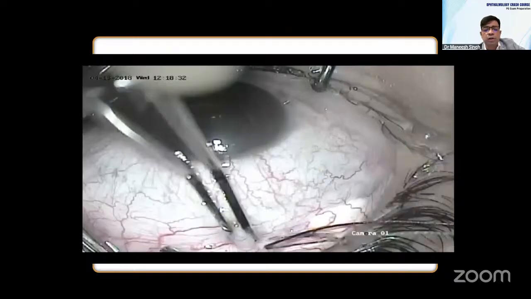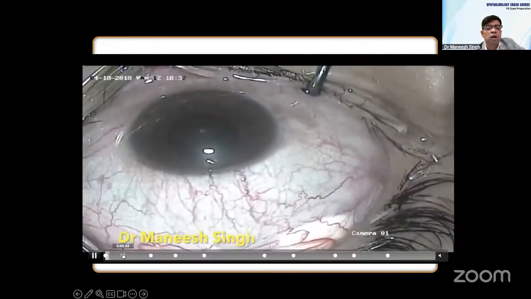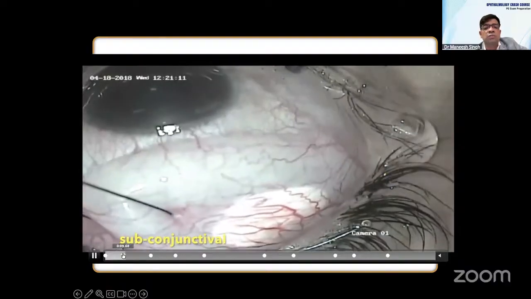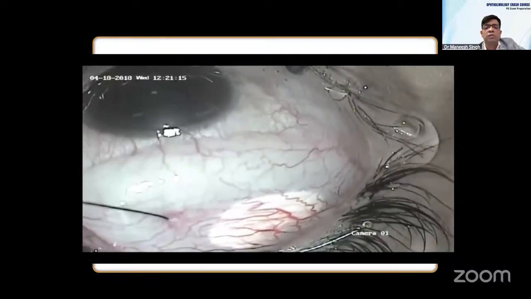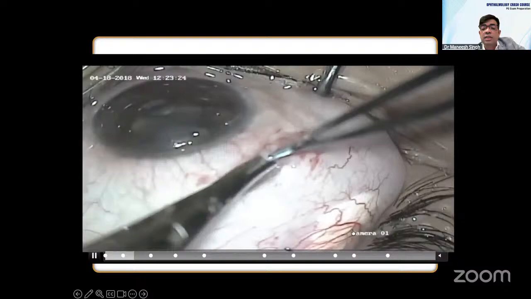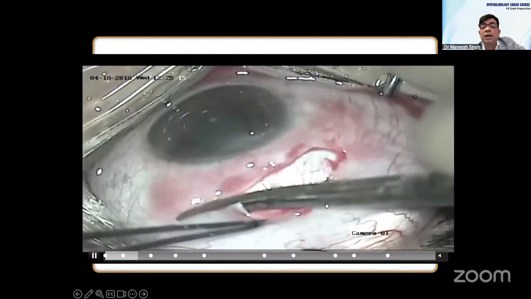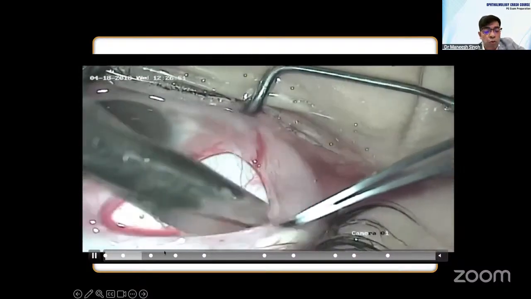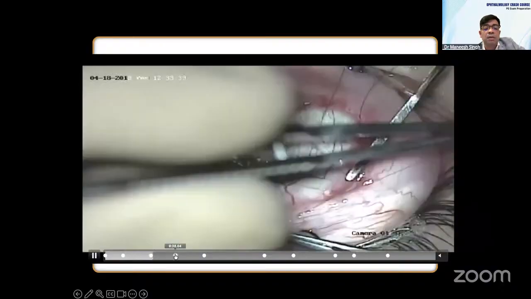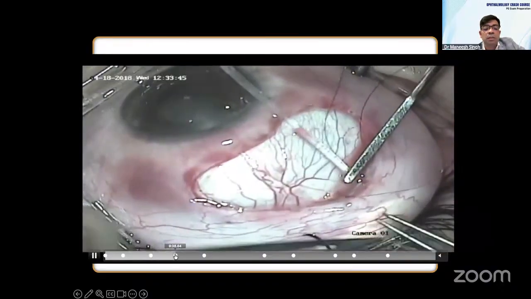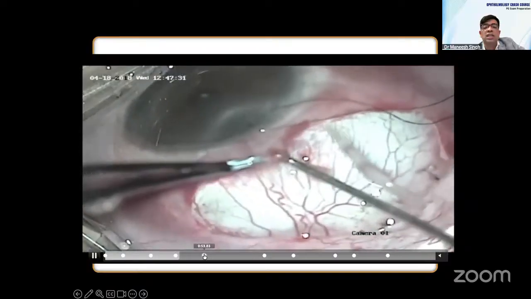There is a small video. I'll not go into details of how the Ahmed valve was done, which I think is not the topic of this presentation, but you can see here, this steroid was actually in the subconjunctival space. So we first implanted the Ahmed valve. You can see the valve here. The plate was sutured, the tube was cut and inserted.